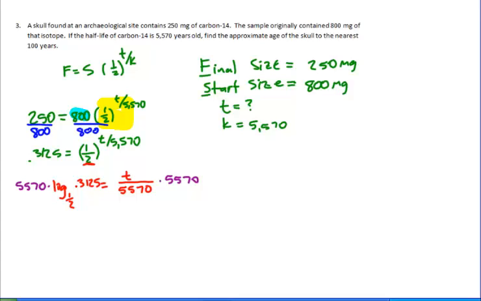And this should tell us how many years old the skull is. So punch all that into your calculator. If you have an older calculator, you may have to do the change of base formula. But I got 9,346.86 years. If we go 3 decimal places, it would be 0.861. And this is how many years old the skull is.